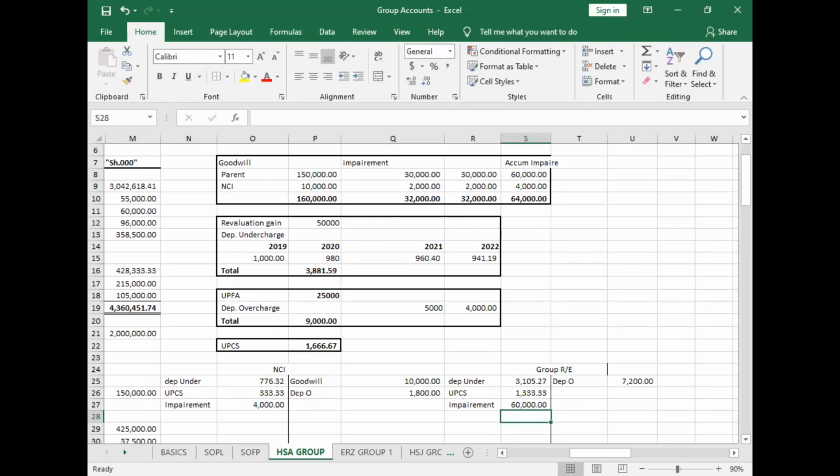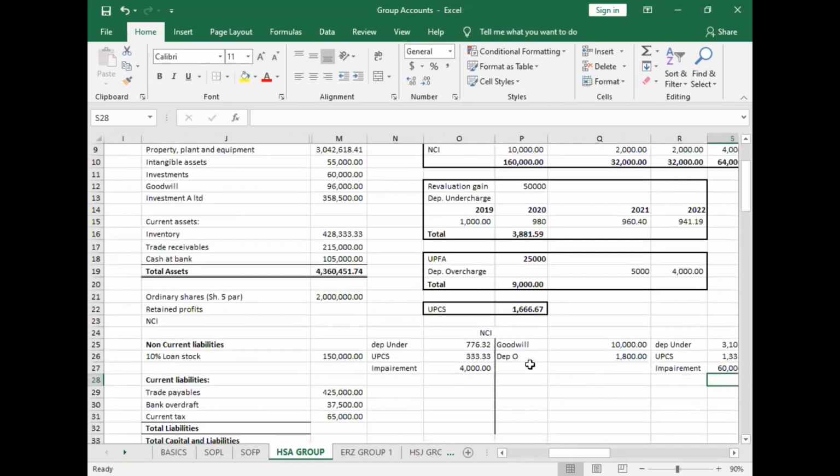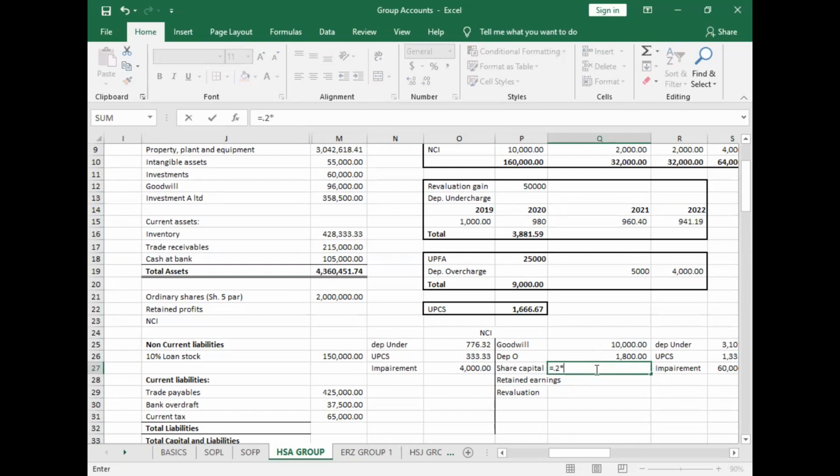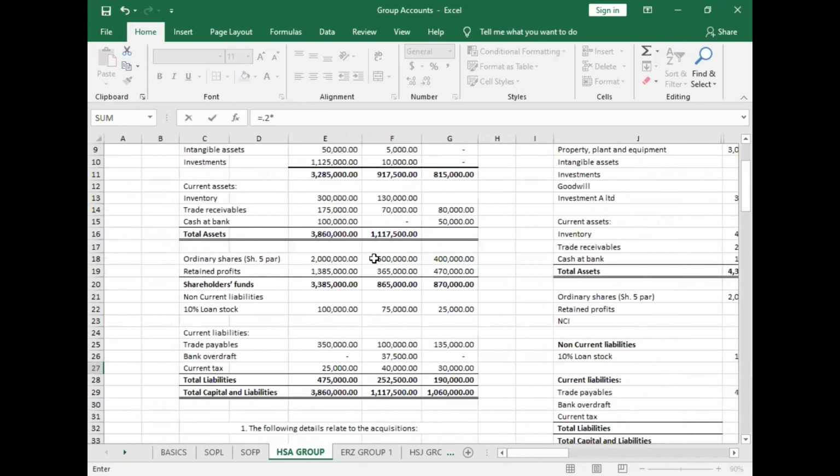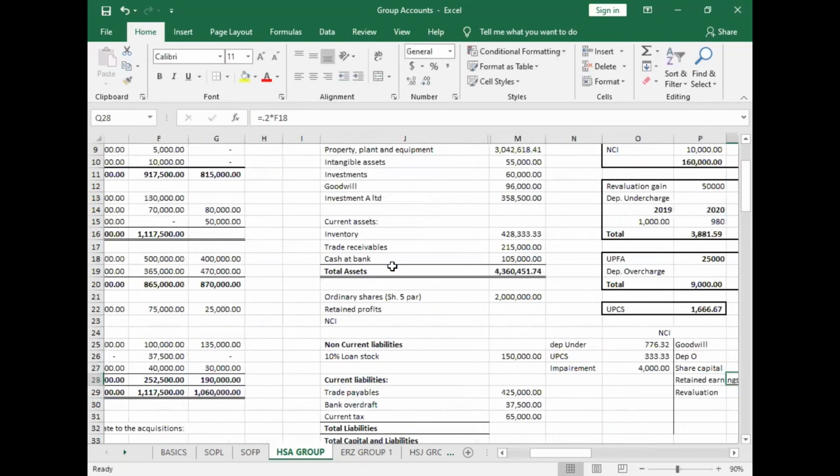Then now I think we'll be back to this NCI. So we bring in the shares, we bring in the net assets. We have the share capital, we also have retained earnings, we also have revaluation. So the share capital, remember the percentage of NCI is 0.2. We multiply by the shares there, the share capital, ordinary shares.